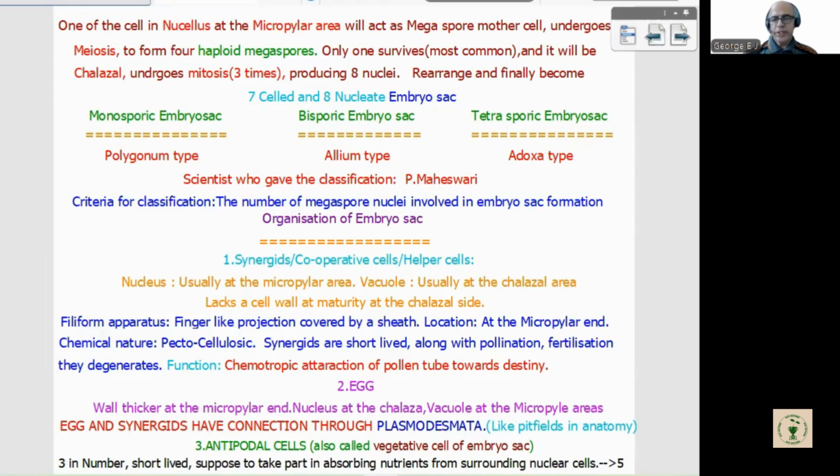Now next is the organization of the embryo sac. What are the components of the embryo sac, or what all structures can we observe there? First, synergids. SYN itself indicates union, as in syncarpous, carpels united, again SYN. So here the term is synergids, otherwise called cooperative cells or helper cells. In the case of a synergid, we can observe its nucleus will be at the micropylar area, and the vacuole will be at the chalazal area.